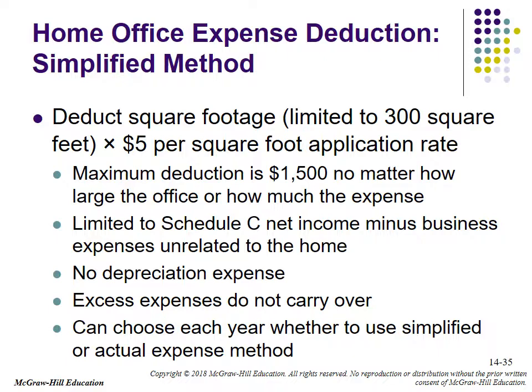And if your calculation under the simplified method is more than your income, there's no carryover of the expenses. Under the actual expense method, you can carry over any disallowed expenses because of the income limitation. And you can choose each year, so you don't have to pick a method and stick with it. You could use simplified one year, actual the next year.